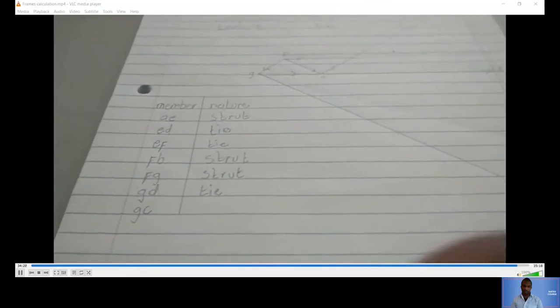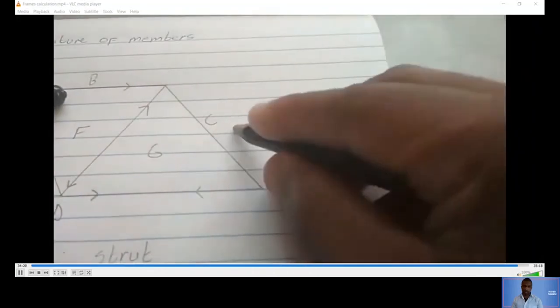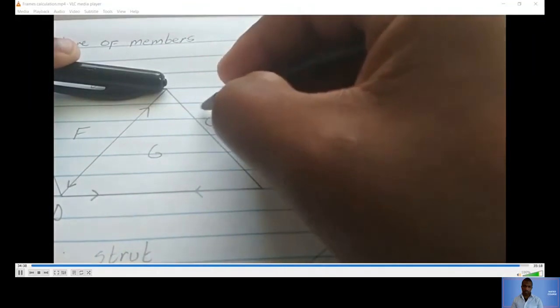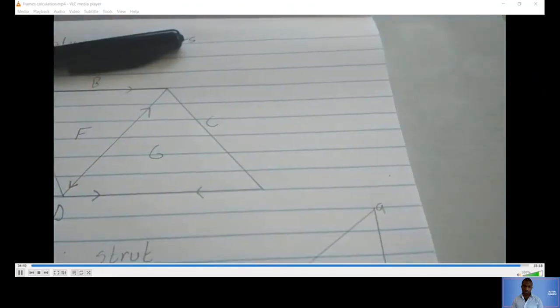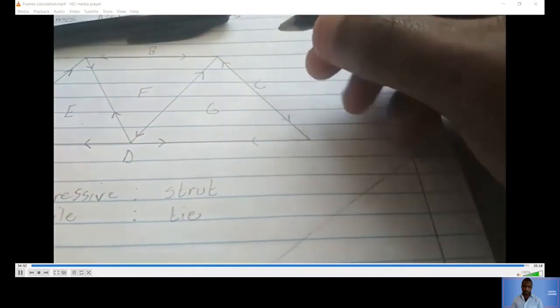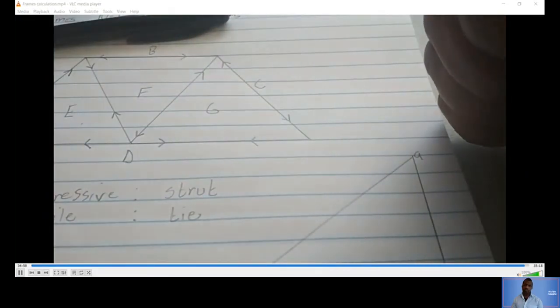Okay. The last one is GC. GC, so it's this member over here. We stand on the far left right here. We move clockwise. We're going from C to G. We go from C to G, come to our force diagram. C to G is moving that way. We take that, put it right there where we were standing, and then we balance it. So it's trying to pull itself apart. That means it's experiencing a compressive force, thus making it a strut.